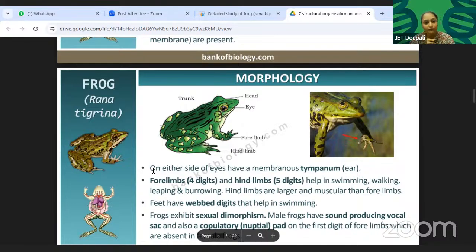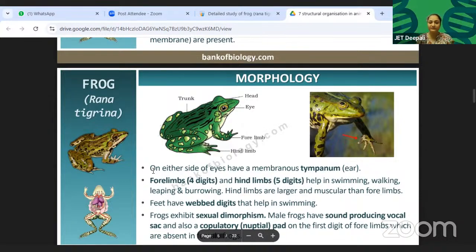Four limbs, four digits. Four digits means four fingers. Hind limbs, 5 digits, help in swimming, walking, leaping, and burrowing. What is leaping? Leaping means a movement, they are jumping. Hind limbs are larger and more muscular than forelimbs because they need hind limbs for leaping, to jump from one position to another position.